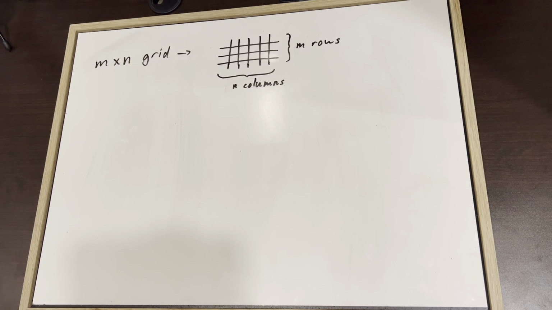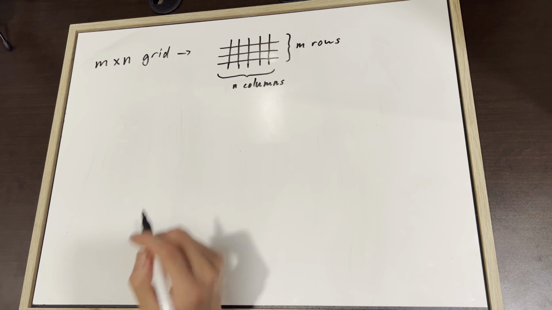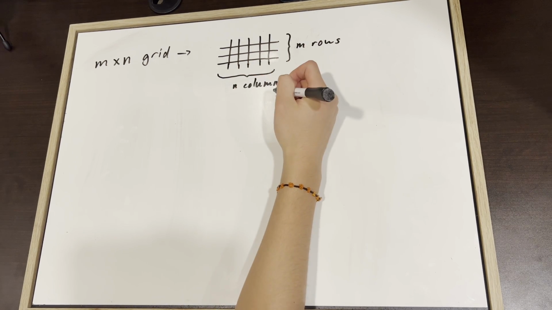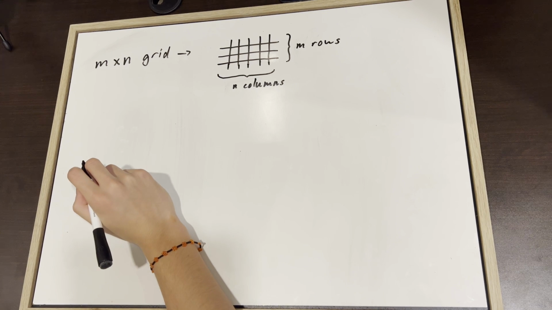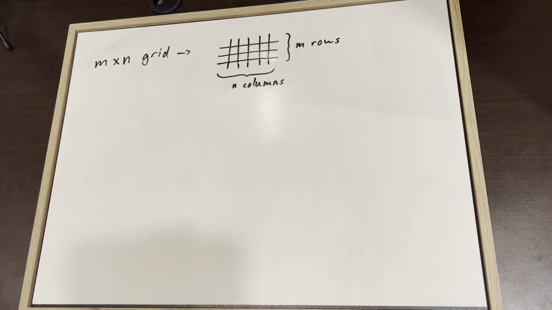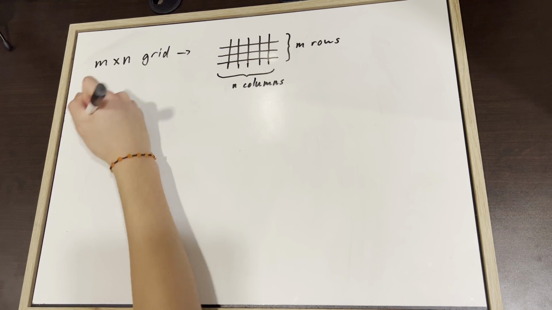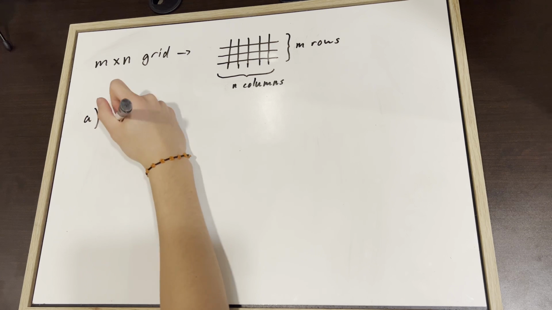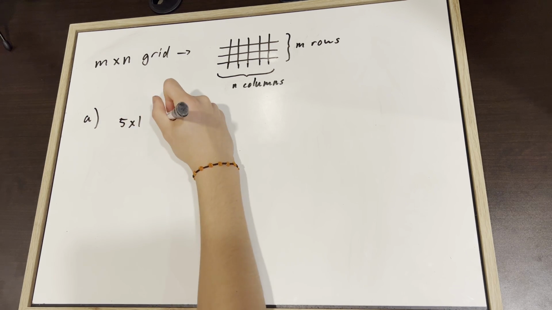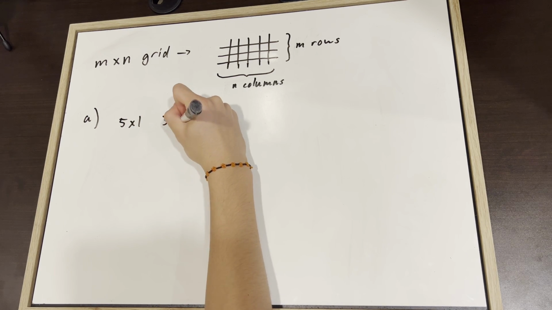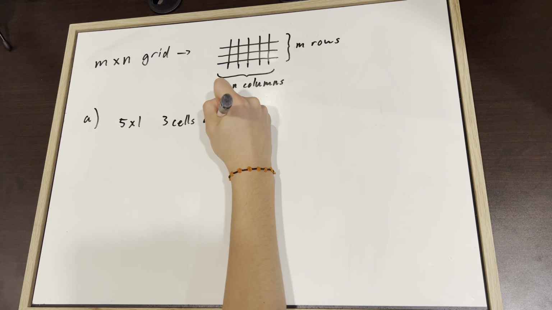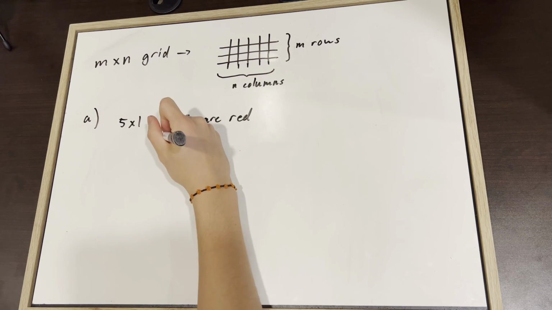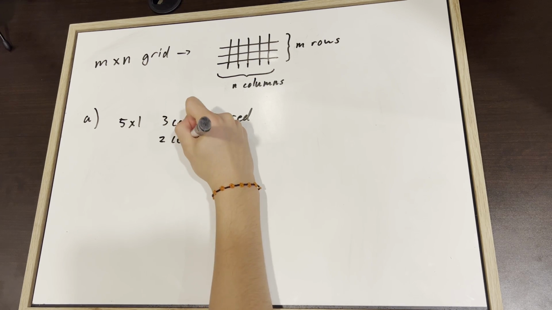Today we will be going over question 4 from the 2020 Fire Math Competition. The question defines an m by n grid as a grid that has m rows and n columns. Each cell is colored either red or blue. Part A of the question asks, how many different ways can we color a 5 by 1 grid such that 3 cells are red and 2 cells are blue?